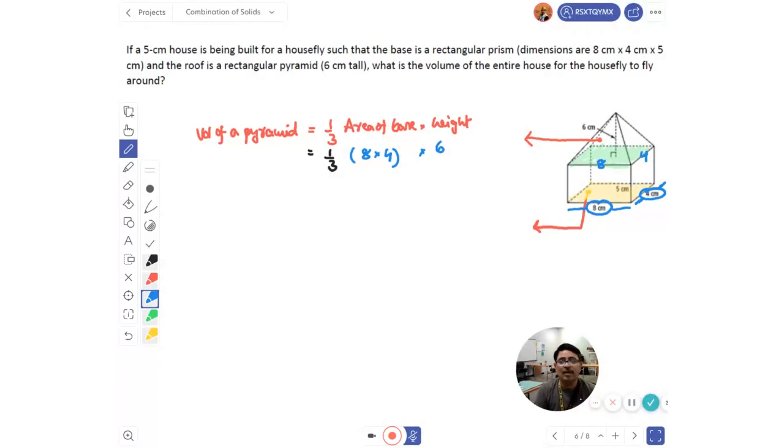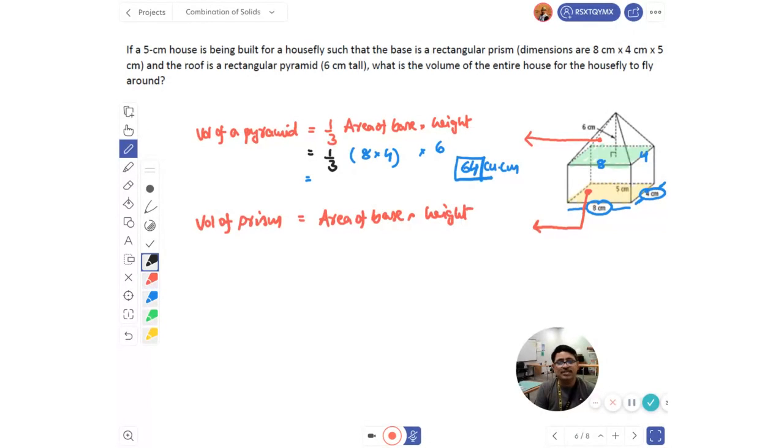Okay, make use of a calculator, you should get 64. We are computing volume, therefore cubic centimeters. And next, coming to the second part of the question, the bottom one, that is a prism. Therefore, volume of a prism equals area of base times height.